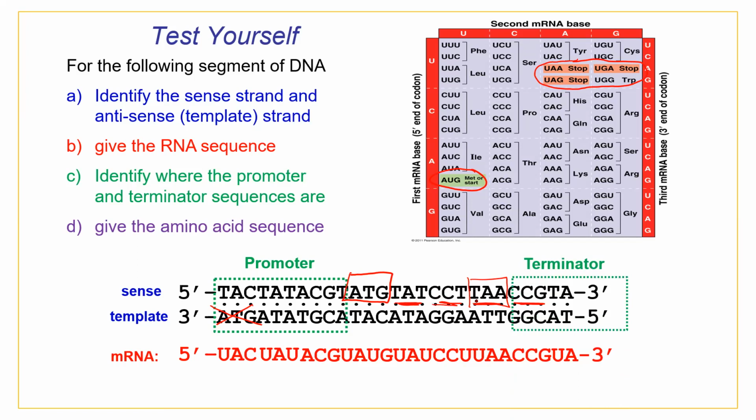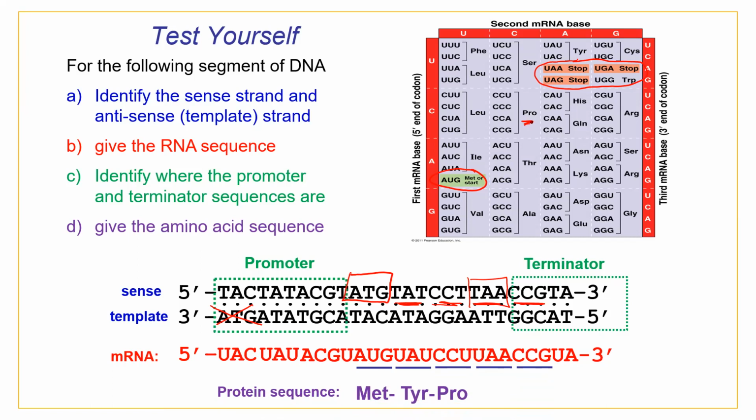The last one is give the amino acid sequence. I'm just going to underline my codons here. For my protein sequence, I start with AUG, which is methionine. That's my start codon. UAU, I'm looking up here, is tyrosine. CCU is proline. And UAA, that's my stop codon. So that's actually it. Like I said, that's about 3 to 4 marks of this question.